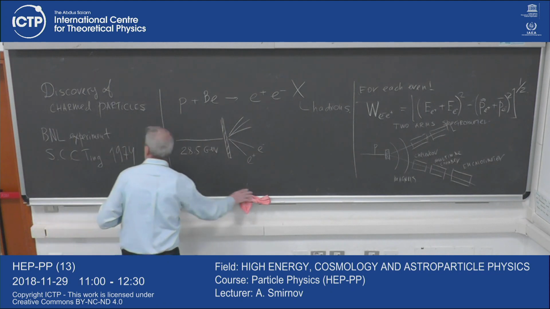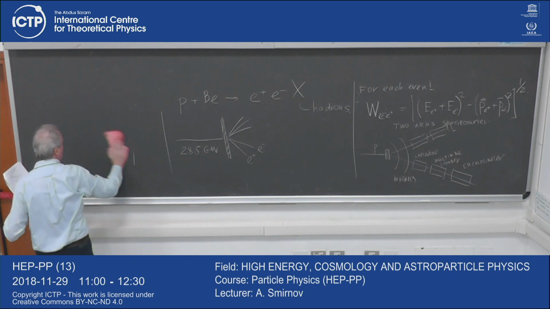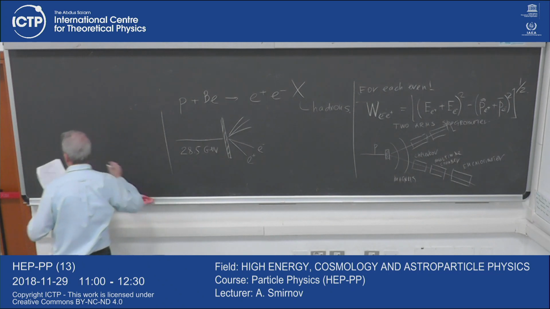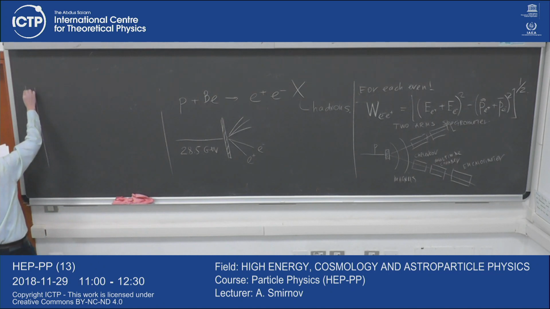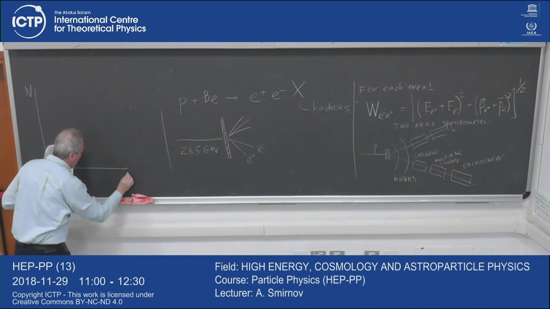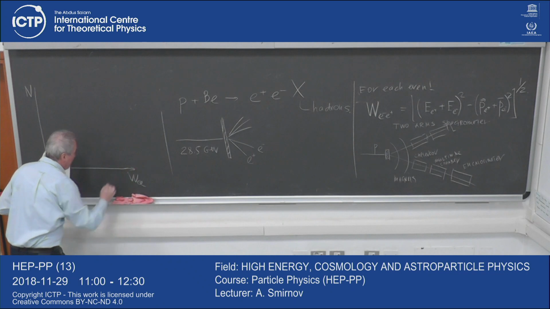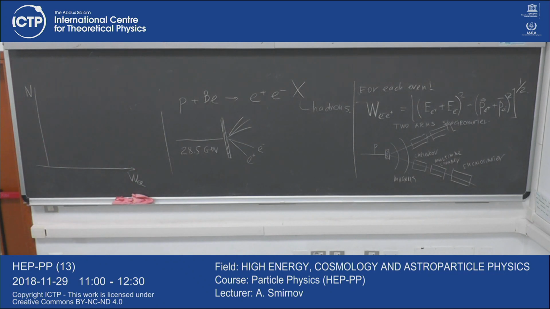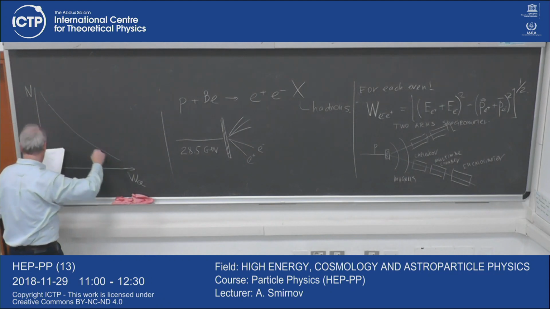So what is the result of the experiment? What he did is to construct the dependence of the number of events on this W. And this number of events, this distribution, has the following form.